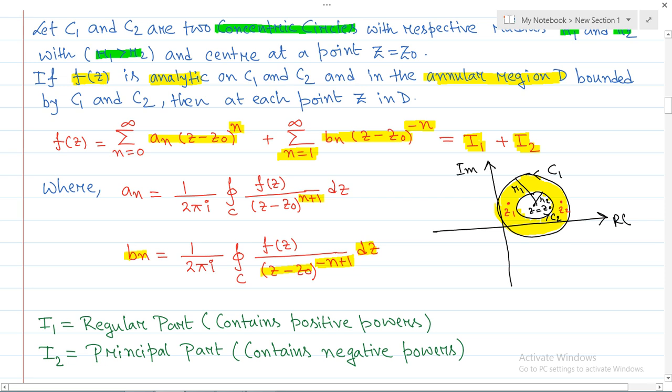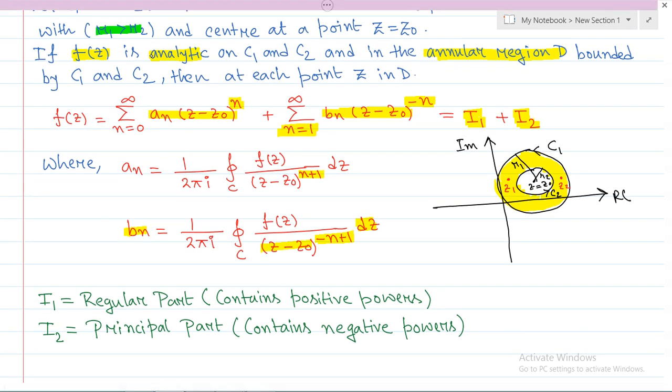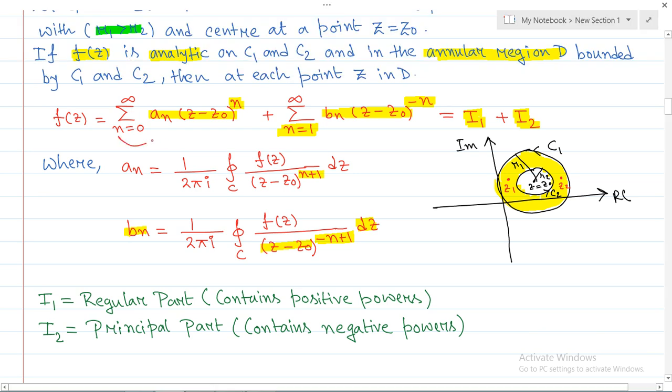Where the first integral part, that is this part, is known as the regular part of the series, which will contain only the positive powers, because here n is a positive integer, so it will start from 0, so it will create the positive powers only. Okay, and here the first power should be 0, that is non-negative power also we can say, not only positive power, it can be written as the non-negative power.